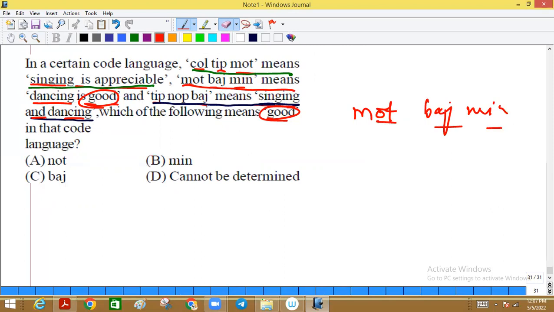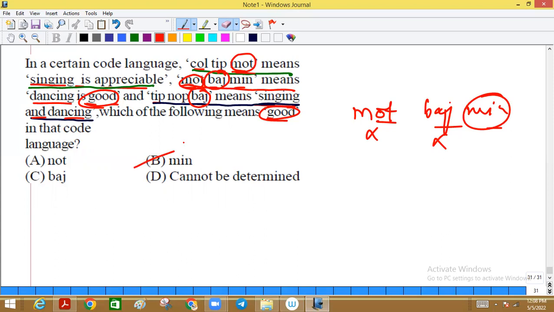Now what we have to do is compare with the other sentences to get the answer. For example, mod is there here. Is mod there in the other sentences? Yes, you have mod here. If mod is there, then good should also be in the first sentence. Is good in the first sentence? No. So mod is not the answer. Come to the next one, baj. Is baj in the first sentence? No. Is it in the third sentence? Yes. Is there good in the third sentence, singing and dancing? There is no good. So it is also wrong. Only min remains, so your answer is min.